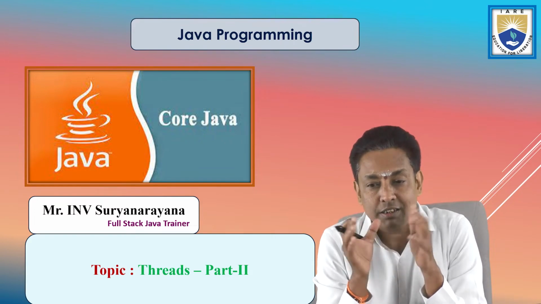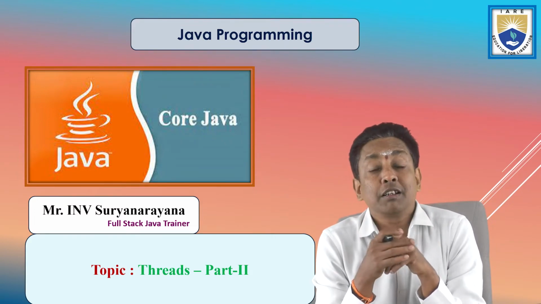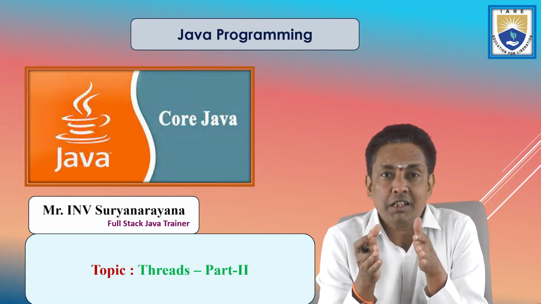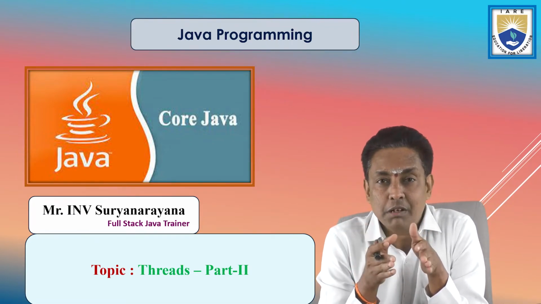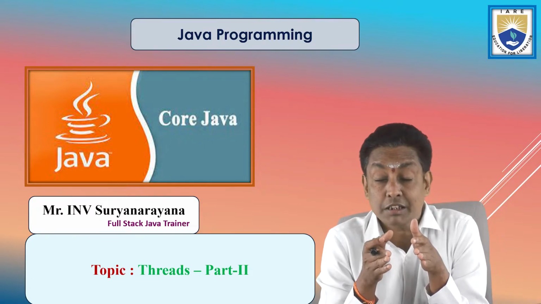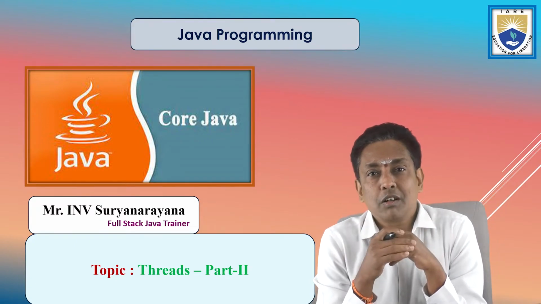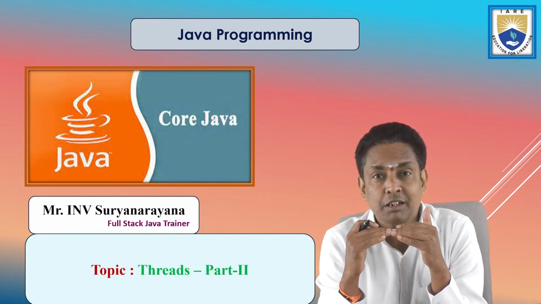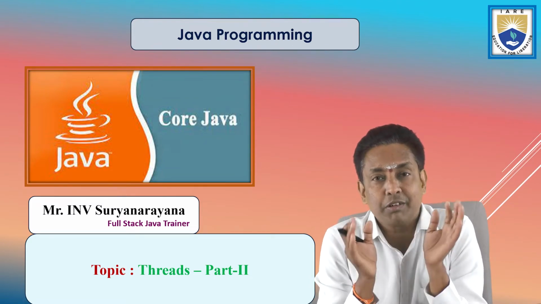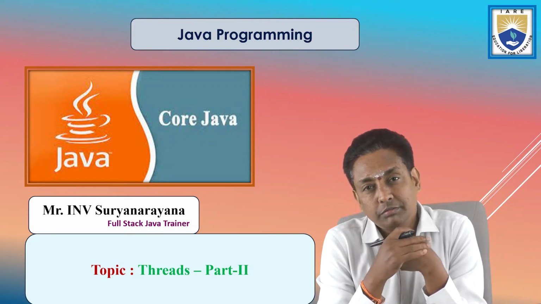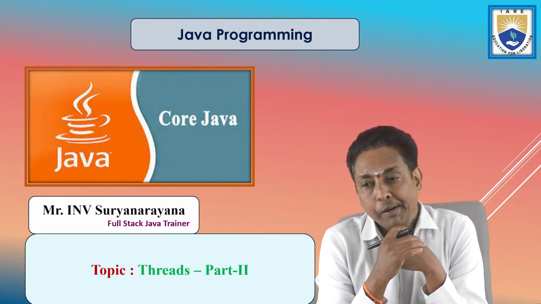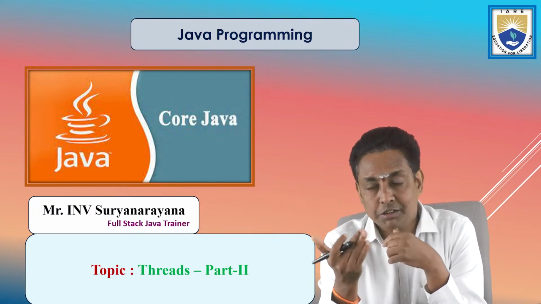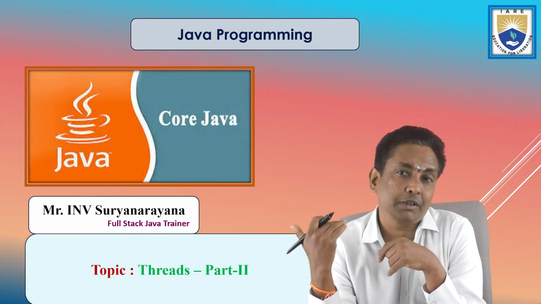But the point here is the importance of threads. Methods by nature run sequentially, but not simultaneously. Because of the sequential execution, once the first method execution is completed, then the second method, third method, fourth method, and so on.